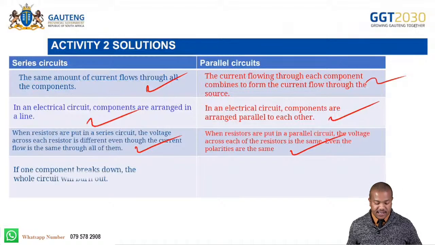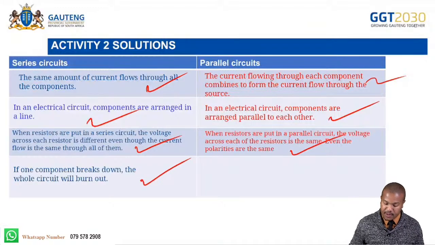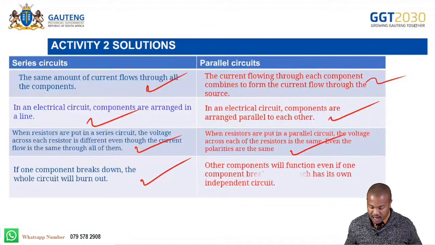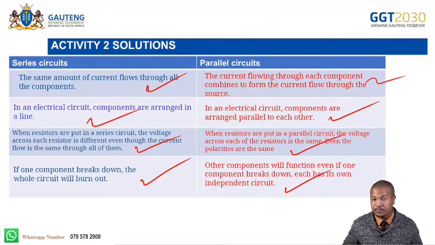In a series circuit, if one component breaks down, the whole circuit will burn out. But in a parallel circuit, when one component is broken, the rest of the circuit will still operate because each component has its own independent circuit.